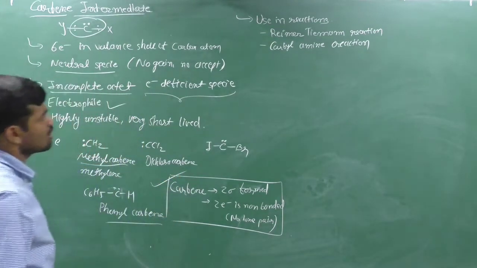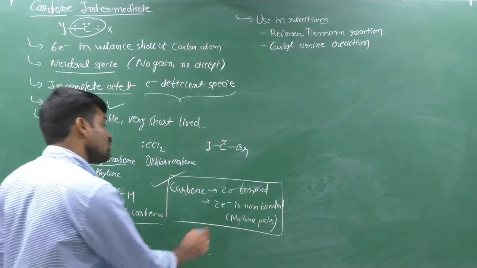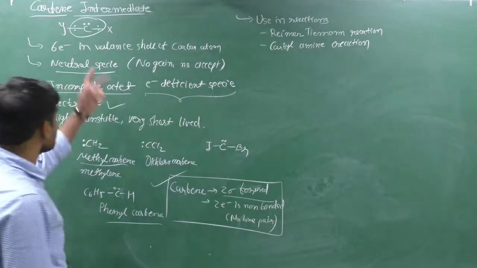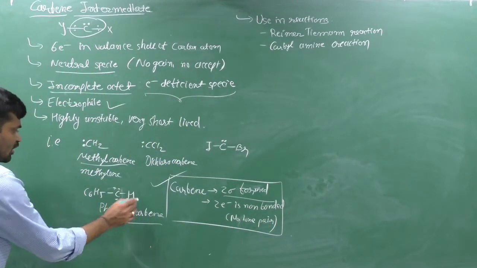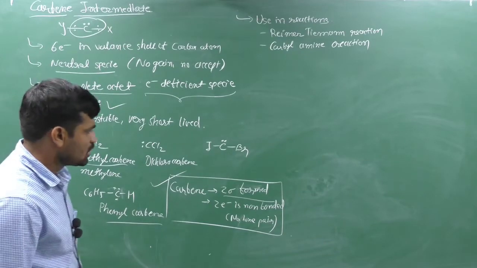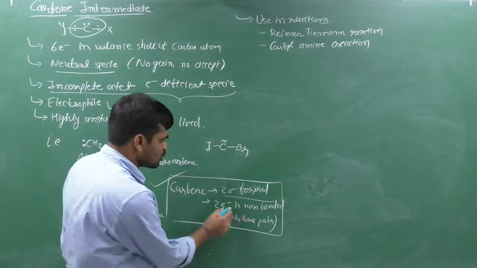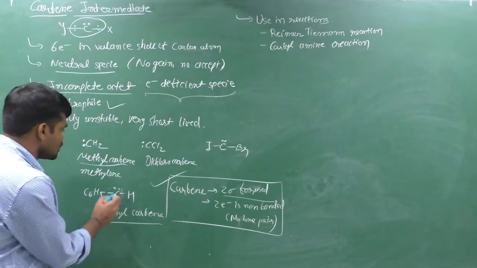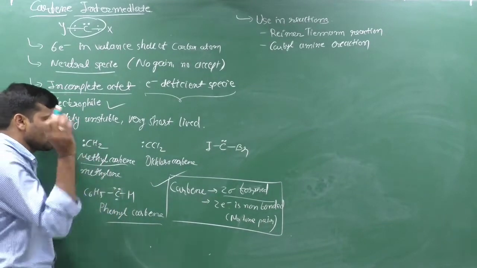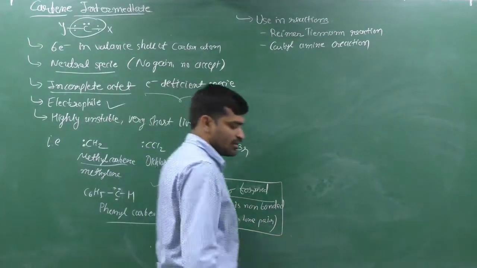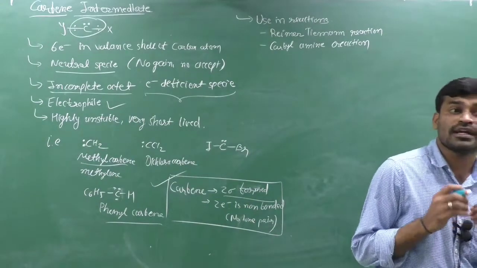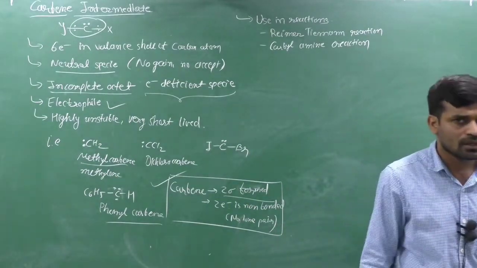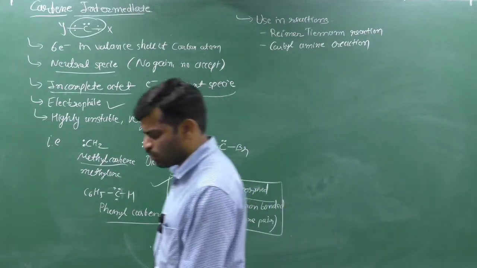Generally, a carbene forms 2 sigma bonds. The carbon of the carbene forms 2 sigma bonds, and 2 electrons are non-bonded. These 2 electrons are non-bonded and not a lone pair. It is only and only a non-bonded electron. Clear?